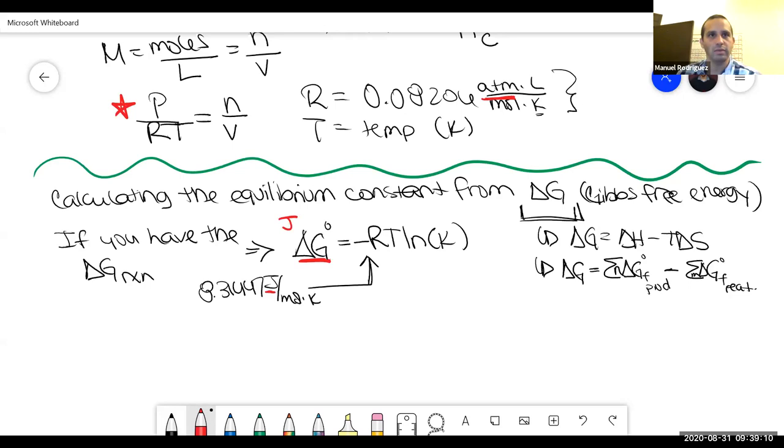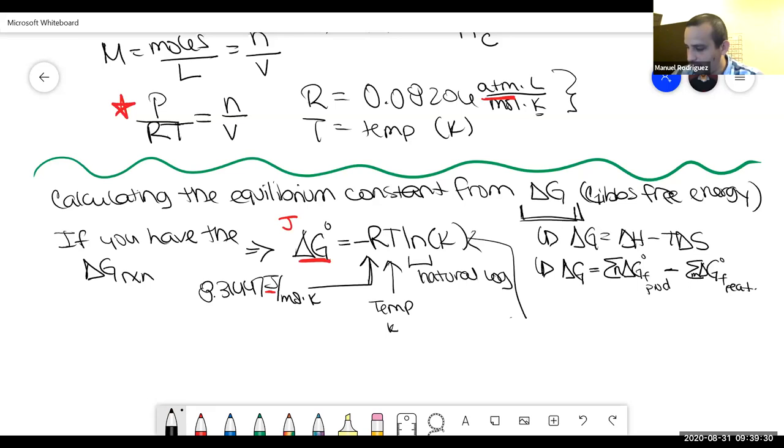Good? T is temperature in kelvins. Ln is the natural log. And K is the equilibrium constant.